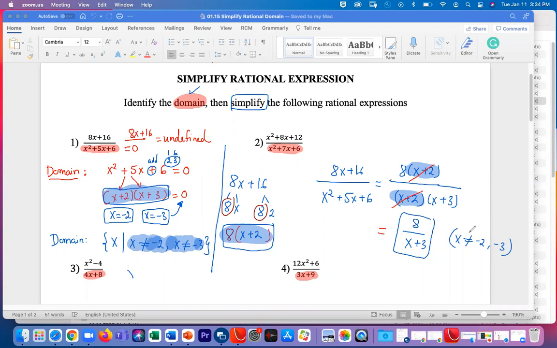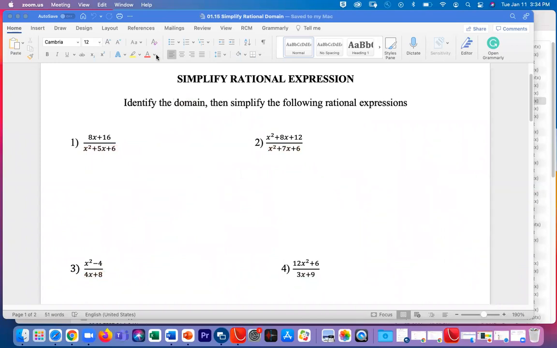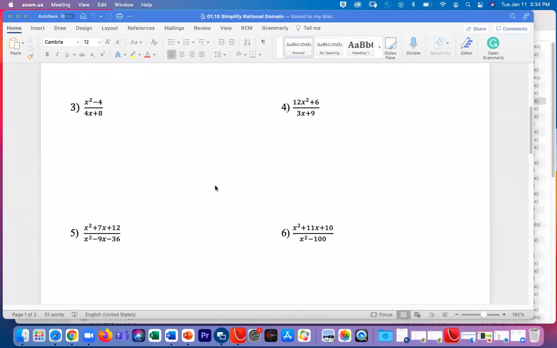After you do this and you're like, miss, I still don't get it, don't worry, that's what I'm here for. I will do one more example for you, okay? To make sure that you are okay. So I would like to do number 3. Let's do number 3 together.